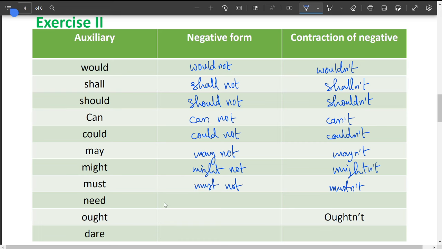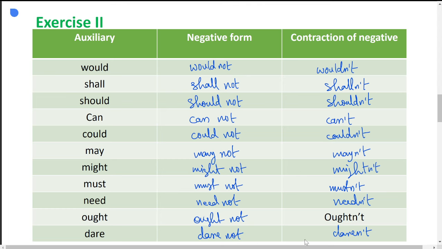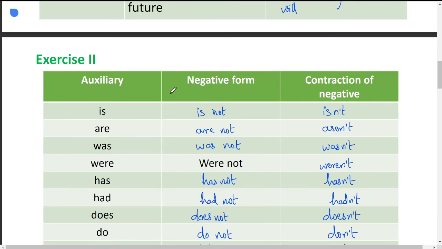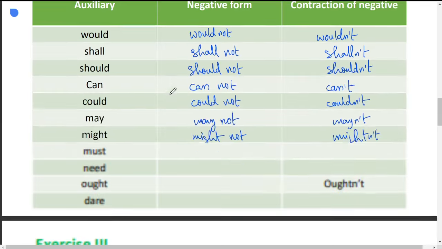Mustn't. Next one, need changes to need not, and the short form is need not, the same one. Next, ought changes to ought not, short form is ought not, same one. Next, dare changes to dare not, and the short form is also dare not, but the spelling is different. Okay, so these are both the negative and contracted forms in all these sections.